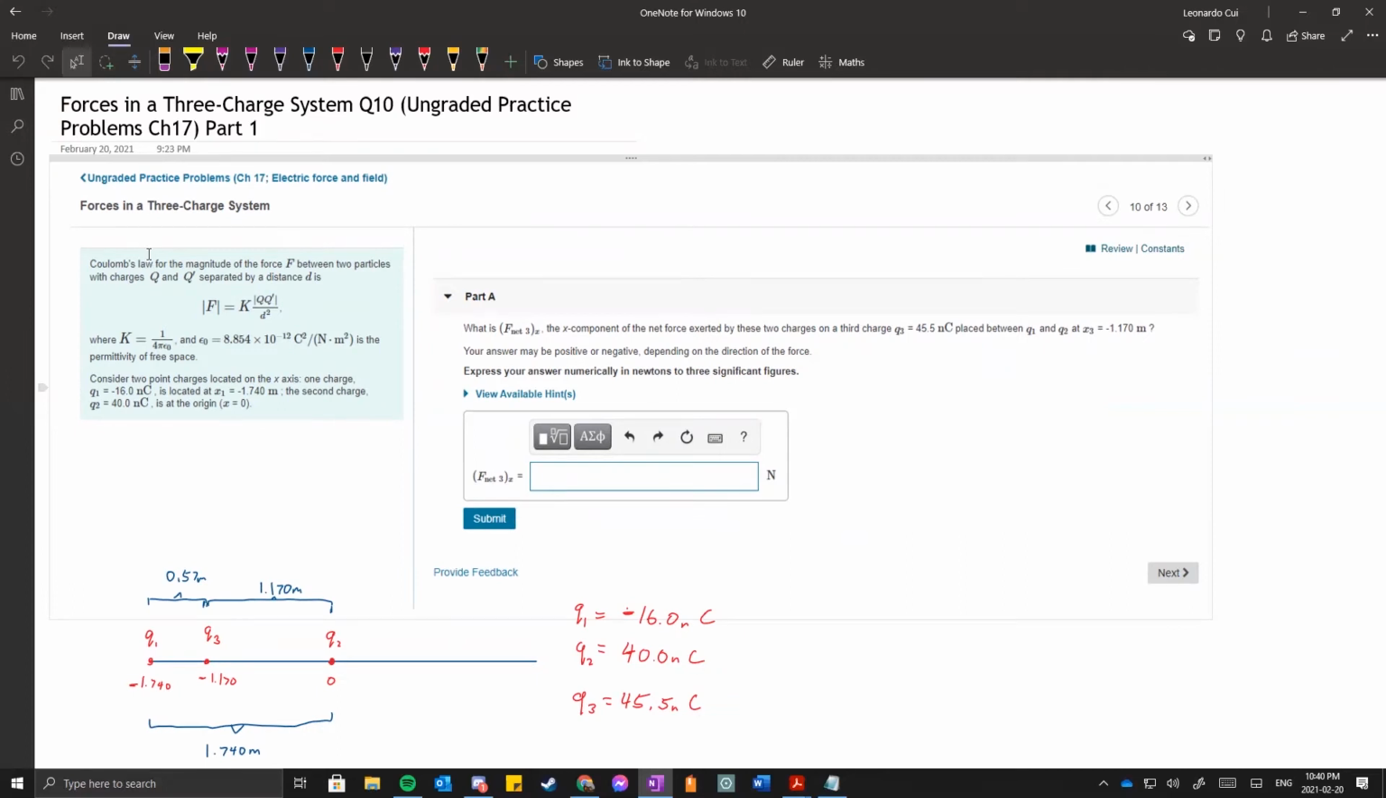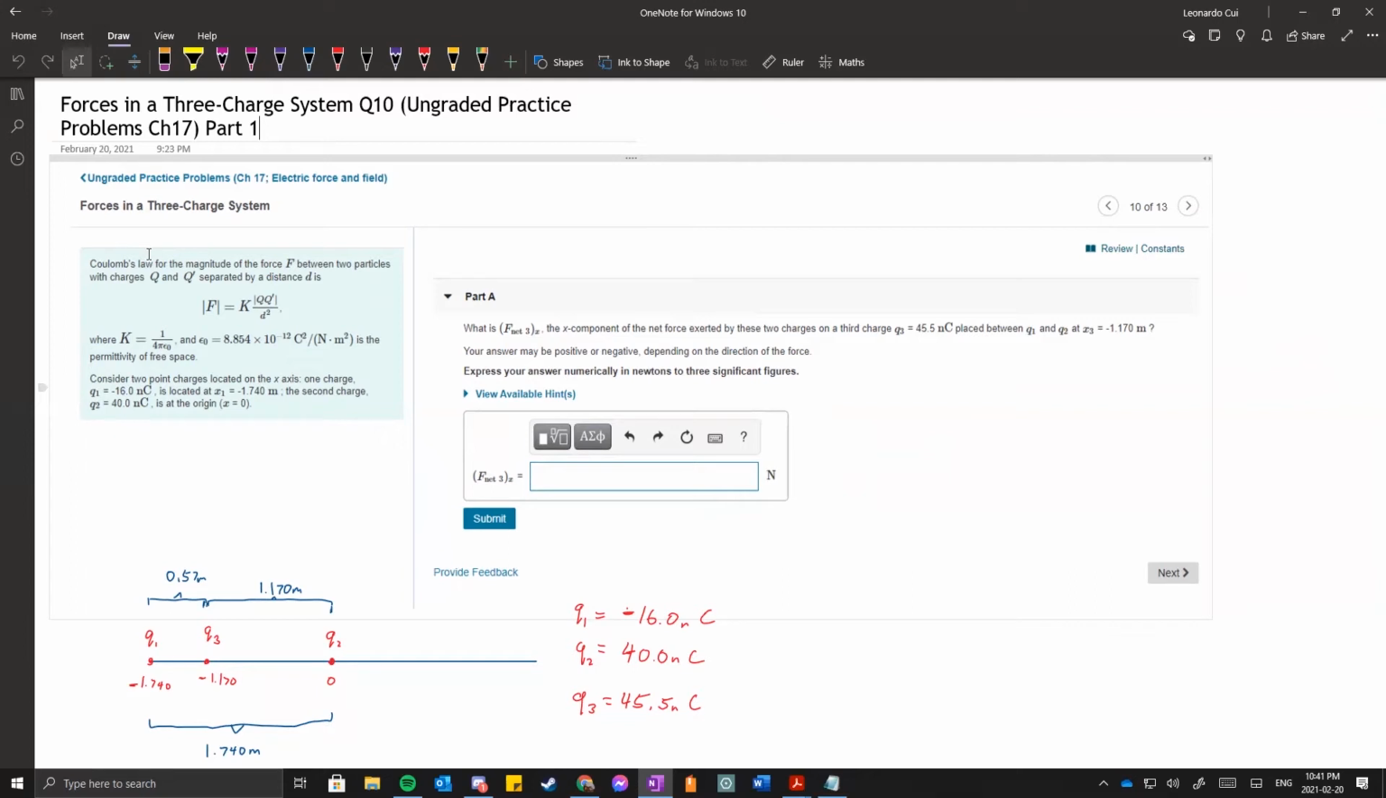We have our three charges, Q1, Q2, and Q3. And we're given in the question that Q1 is located at negative 1.740 meters, and that Q3 is located at negative 1.170 meters. And so we were able to find the distances between each of the charges. The distance between Q1 and Q3 is 0.57 meters. The distance between Q3 and Q2 is 1.170 meters. And the distance between Q1 and Q2 is 1.74 meters.